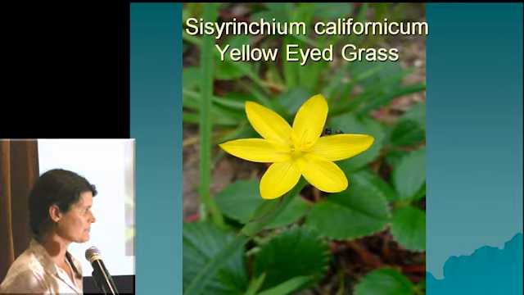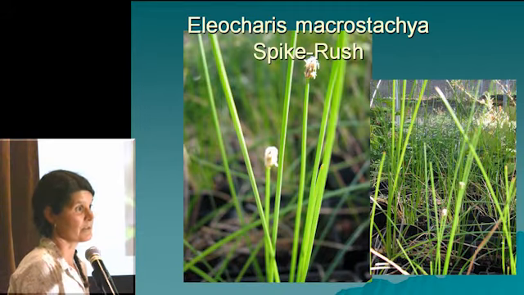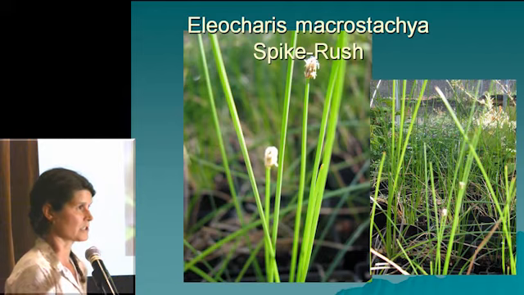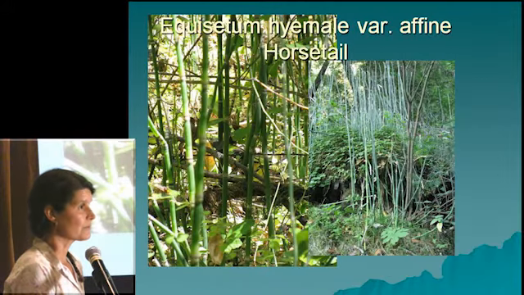The Eleocharis macrostachya, the spikerush, I often see this in seasonal ponds that even dry up in the summer. It likes those moist areas, and then it'll just die back. It looks like grass. It's very delicate and pretty. Of course, Equisetum, because they're evergreen, which is nice.